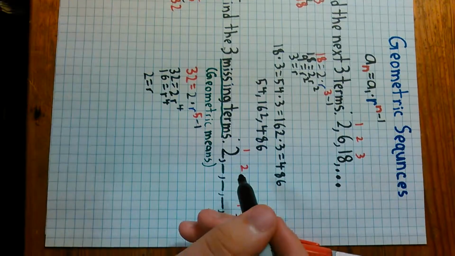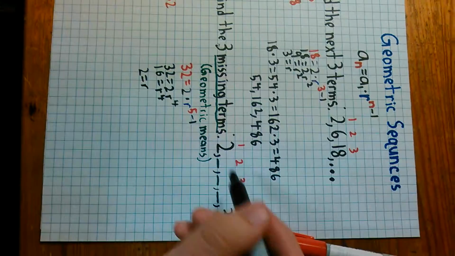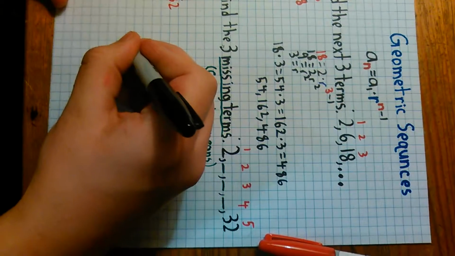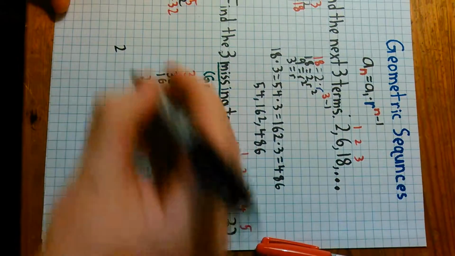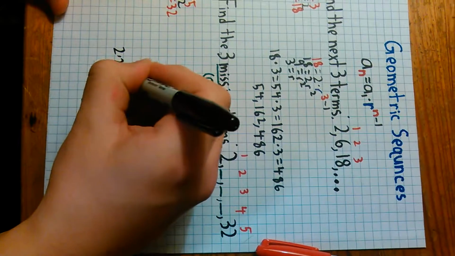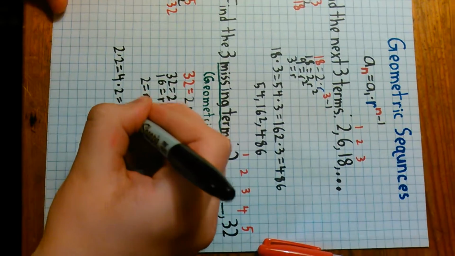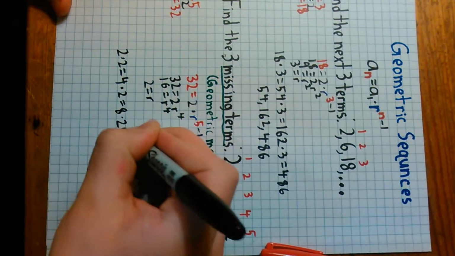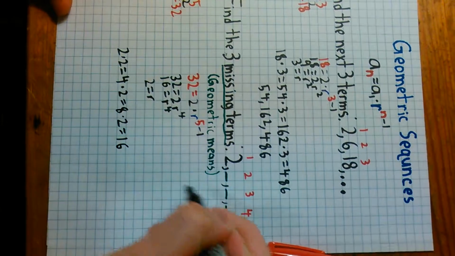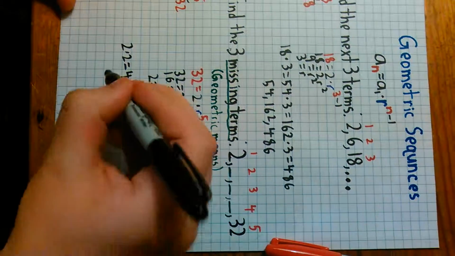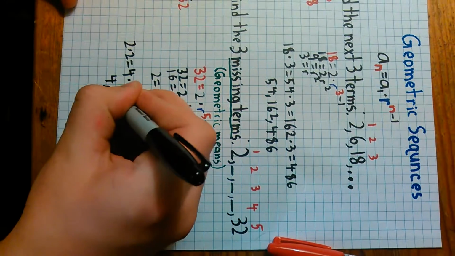So to find the 3 missing terms, we'll start with our first term, 2. So 2 times 2 equals 4, times 2 again is 8, times 2 again is 16. So our 3 missing terms are 4, 8, and 16.